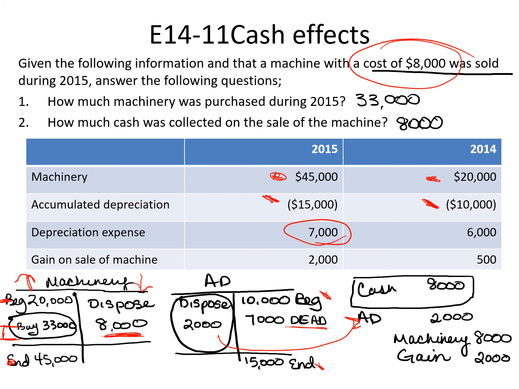We know that the machinery we disposed of was 8,000, and we know that the gain was 2,000. So what's the missing number? How much cash was the old machine sold for? It was sold for $8,000 cash. So what are the answers? 33,000 was the machinery we purchased during the year, and the cash sales price on that machine was $8,000. So hopefully you've enjoyed the direct method.